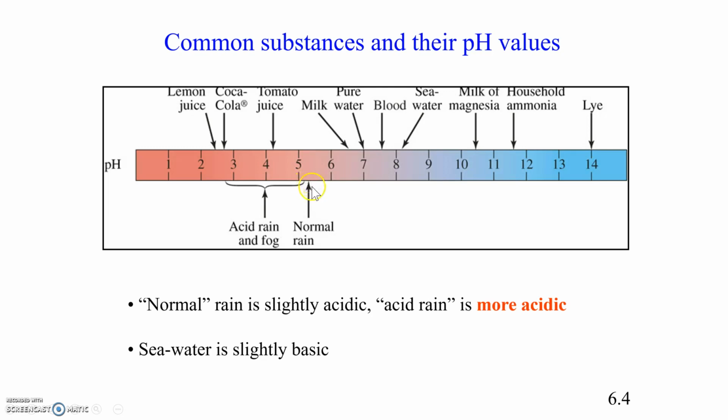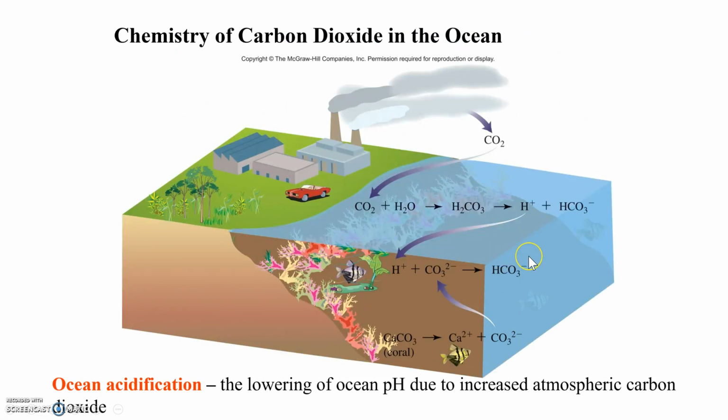We're going to look at some phenomena that result in decreasing the pH of rain, so increasing the hydrogen ion concentration. And we're also going to look at some reactions that change the pH of seawater. So let's first look at seawater. Under natural conditions, seawater has a pH around 8.